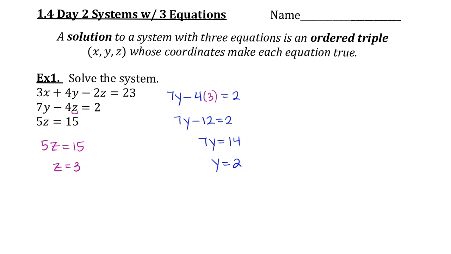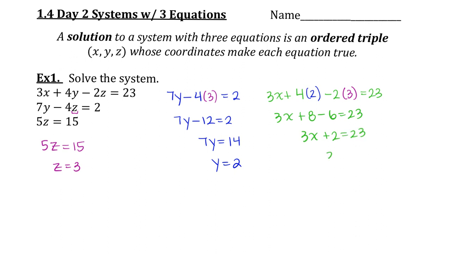So let's do 3x plus 4y. What's y, though? 2. Minus 2z. What's z? 3. And then what does this equal? 23. Let me double check my work. 3x plus 4y minus 2z equals 23. Let me go ahead and multiply some of this out. 3x plus 8 minus 6 is 23. I'm going to make that easier: 3x plus 8 minus 6, which is 2. If I subtract 2, I get 21. So I got x equals 7.